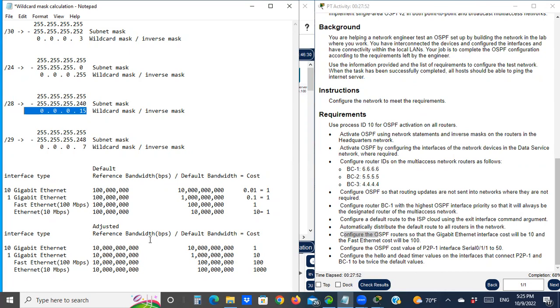But remember that adjusting the reference bandwidth does not actually affect the bandwidth capability on the link. It only affects the calculation used to determine the metric. To adjust the reference bandwidth, we use the router configuration command auto-cost reference-bandwidth followed by the megabits per second. Let me show you what that means.